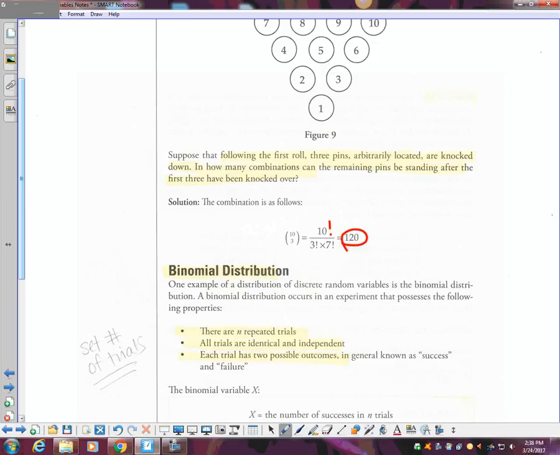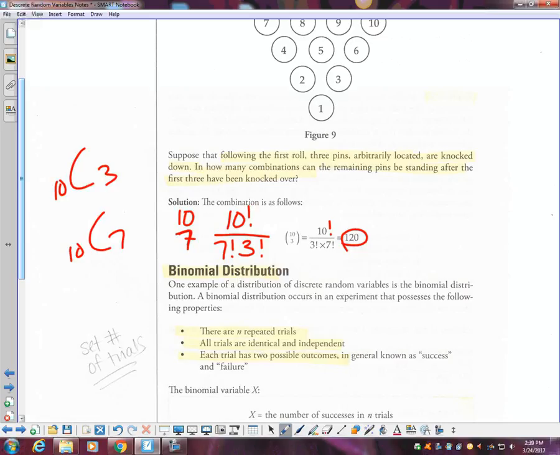Another way you could do this, you could do 10 choose 7. It's the same thing because it's 10 and then 7 and then subtract the 2. So you could choose how many different ways there are for the 7 pins that are left. What order can they be left in? So I can do 10 choose 3 or 10 choose 7.